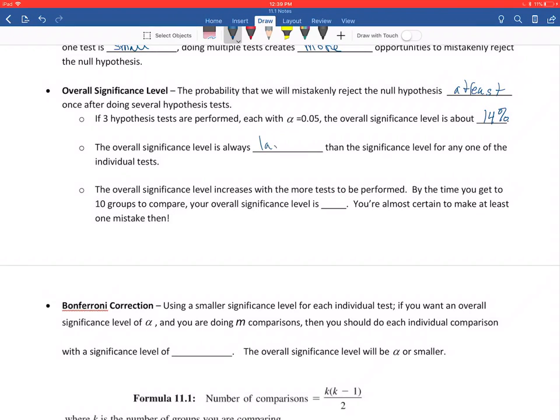The overall significance level is always larger than any of the significance levels for the individual tests. And the overall significance level increases with the more tests that you perform. And so by the time you get to 10 or more groups to compare, at that point your overall significance level is 90%. So at that point, if you're comparing 10 groups together, you have a 90% chance of making some mistake somewhere. So clearly there is a downfall to this, and we will talk about how we can compensate for that.